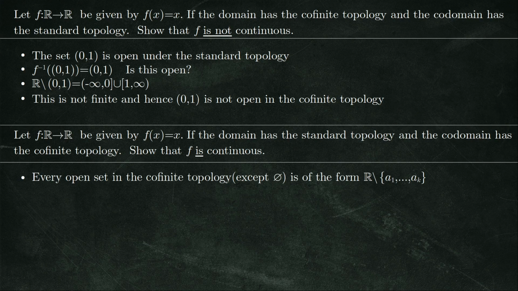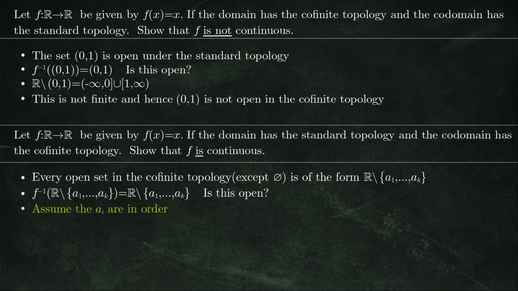So we're going to start off by reminding you that every open set in the cofinite topology, obviously except the empty set, is of the form R complement a finite number of points. Again, if it's the empty set, then this is all quite trivial. So we take the pre-image of that, and that is just R complement those same points again. So we want to check, is this open? And we're just going to assume that these a_i are all in order. It doesn't really matter, but it just makes the next step a little bit easier to write out. If they're not in order, you can just rearrange them.